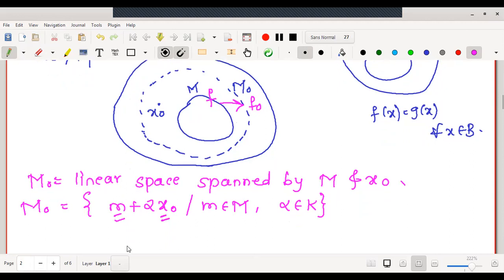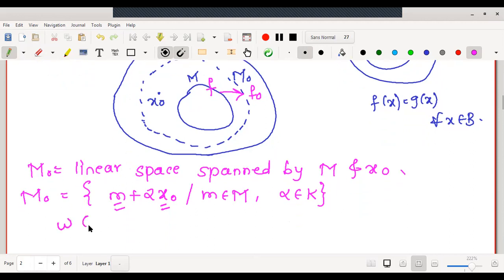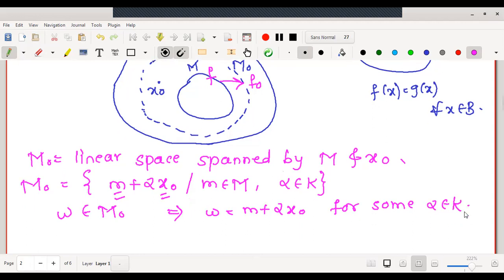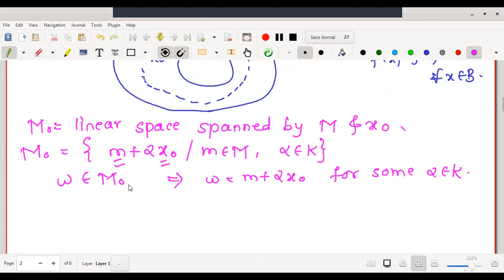Then, suppose omega is any element of M naught. Then how can I write omega? This is m plus alpha x naught for some alpha in K. Okay. Now we are ready to prove the lemma. But in order to prove the lemma, we will consider two different cases. Rather, the proof we will give separately for real and complex scalars. Therefore, here we will start first with real scalars.